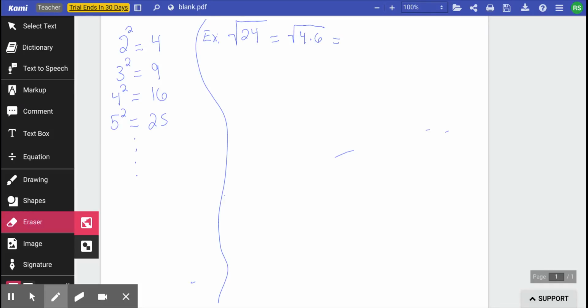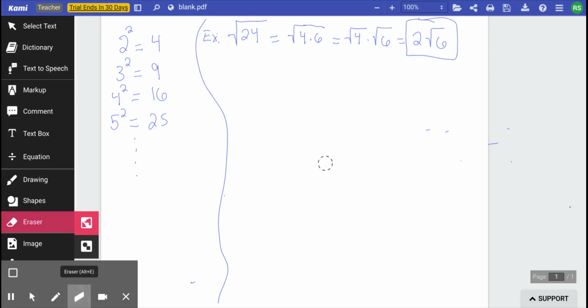which then, the product property of square roots basically says if you're multiplying within a square root, you can split that multiplication into the product of 2 square roots. We can write that as the square root of 4 times the square root of 6, which ultimately simplifies to 2 square roots of 6, since the square root of 4 is 2. Right? And that would be our simplified expression. Let's try another one.